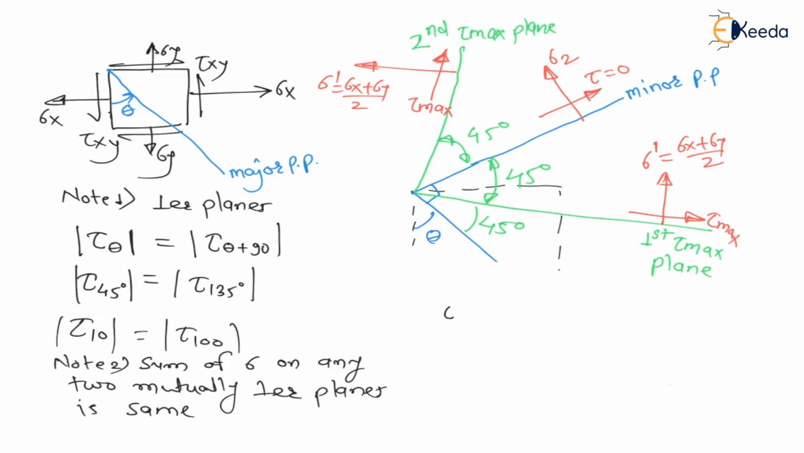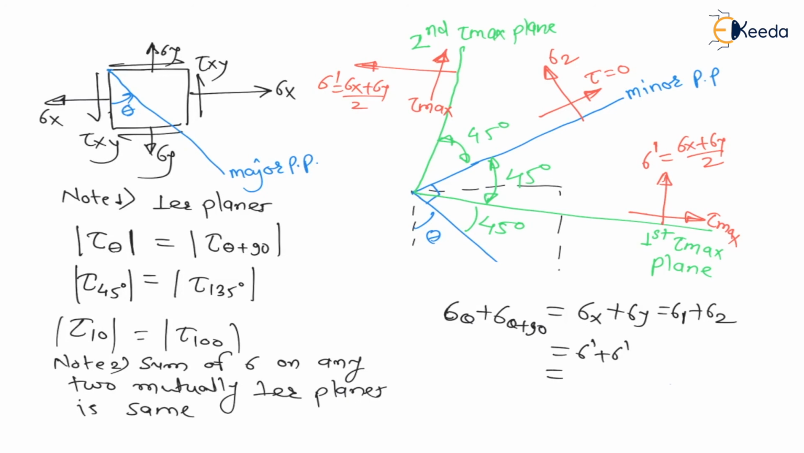That means if I find sigma theta plus sigma theta plus 90 degree, the sum of normal stresses on mutually perpendicular planes, then I will find same value on sigma x plus sigma y. Sigma x and sigma y are perpendicular to each other or not? Again, I will find same value on sigma 1 plus sigma 2. Right, that is minor principal plane and major principal plane. Again, I will find same value on sigma dash plus sigma dash, that is normal stress on both tau max planes. Sigma dash is a normal stress on tau max plane, and there are two tau max planes which are separated by 90 degree. Therefore, I will find same value on sigma dash plus sigma dash.